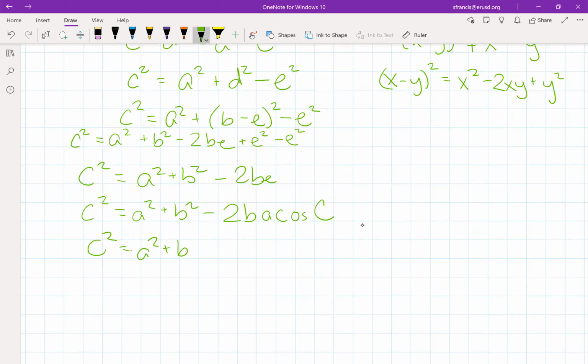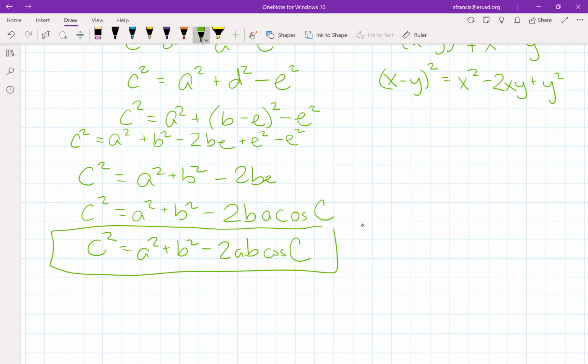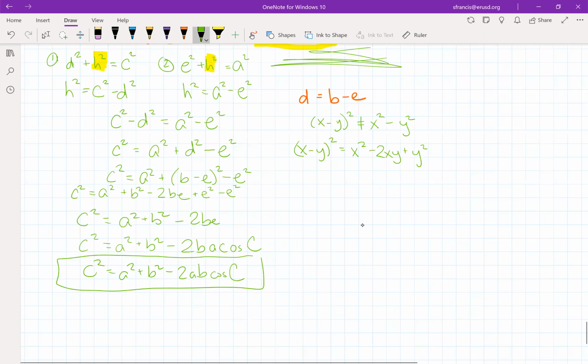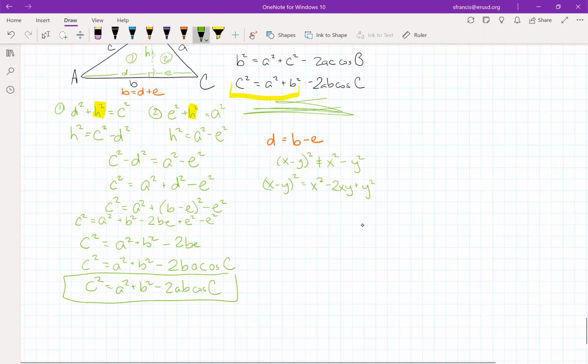Multiplication is commutative, ladies and gentlemen. So if you want to switch the order so it looks exactly the same, then we've just proved that the law of cosines equation is true for this particular example.